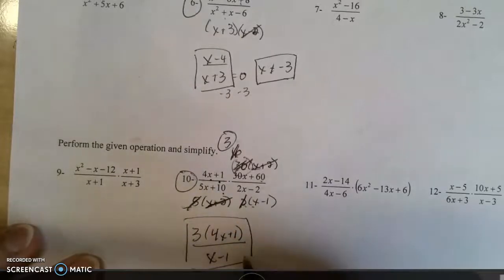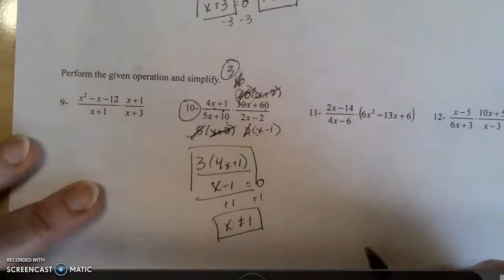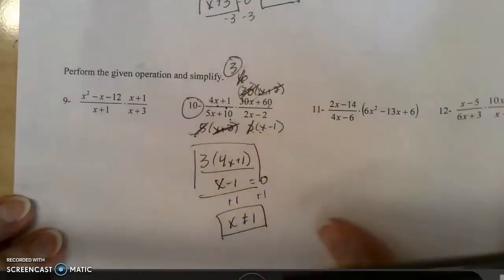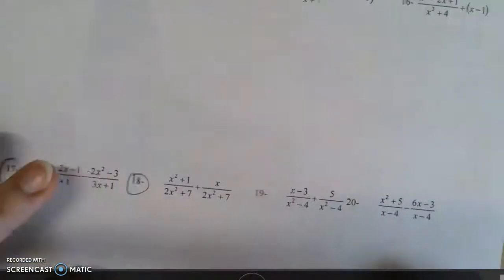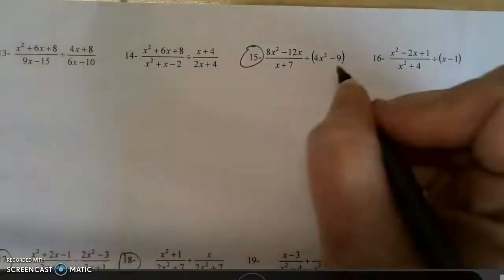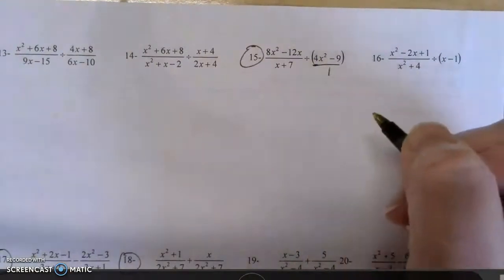My excluded values, I set the denominator equal to 0. So x cannot equal 1. Okay, so we've been doing this for a couple of days. I'm going to do a division problem just to review that. So I'm going to put that over 1.